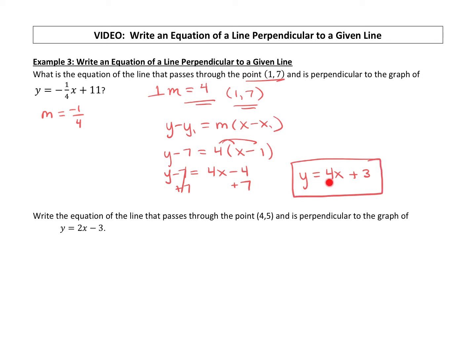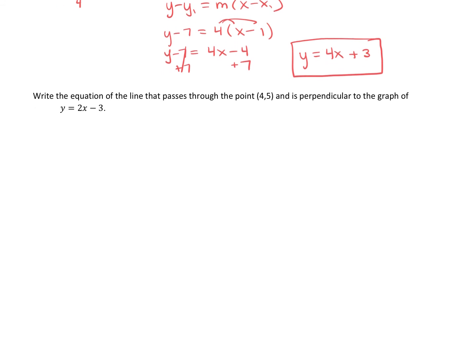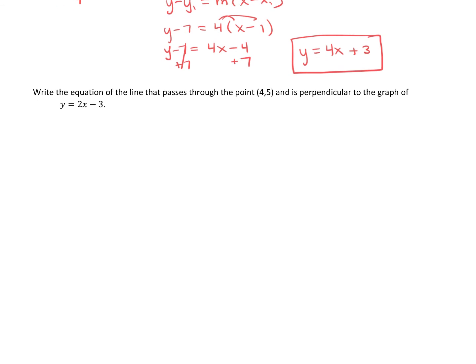So this line is perpendicular to the line they gave us because their slopes are opposite reciprocals. Our line, however, goes through this point, and so we wrote an equation with that information. We just did point-slope form and solved for y to get slope-intercept. We're going to try one more, but we'll find our y-intercept this time. I'll show you what I mean.